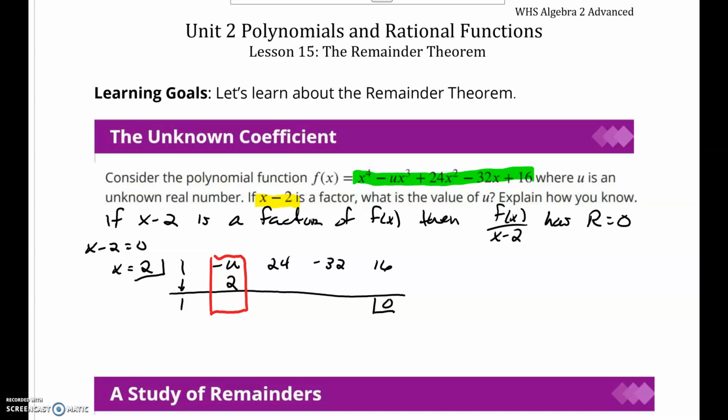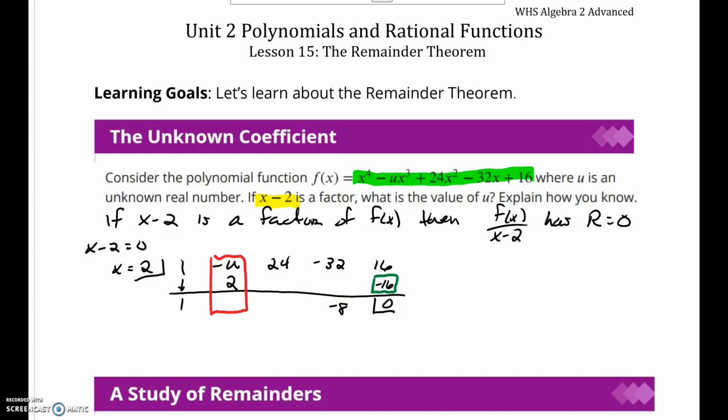So I can work backwards. The way I would get that remainder of 0 is to find a value that goes in this green box, that when I add to positive 16, I get a 0, and that value is negative 16. And now I work backwards. To get this negative 16, I must have multiplied this number by 2. So 2 times what value gives me my negative 16? And that is, of course, negative 8.